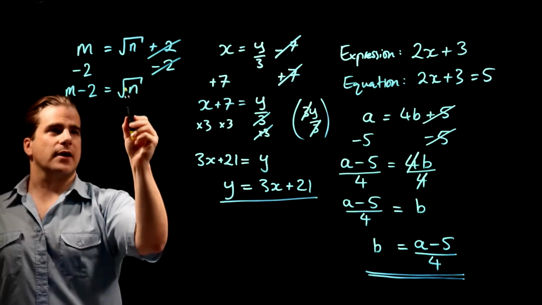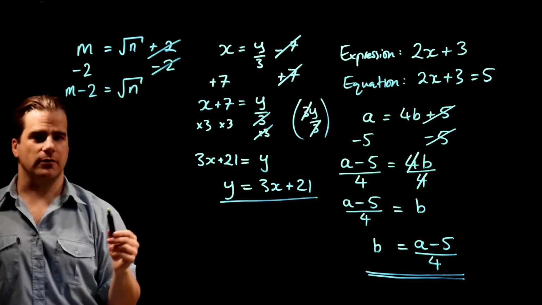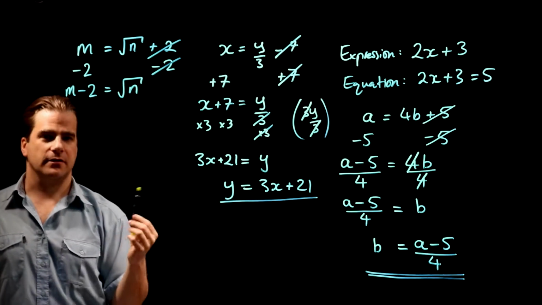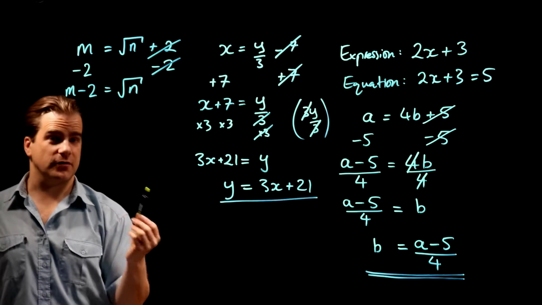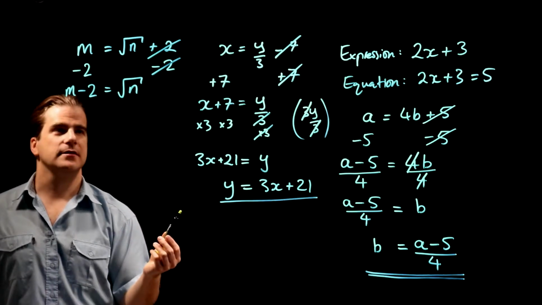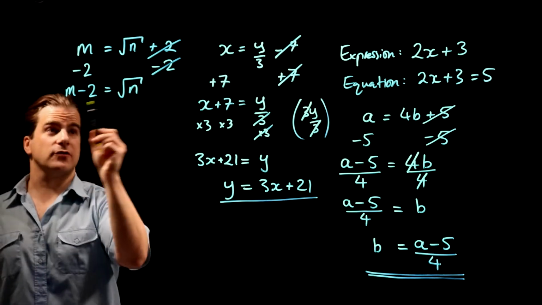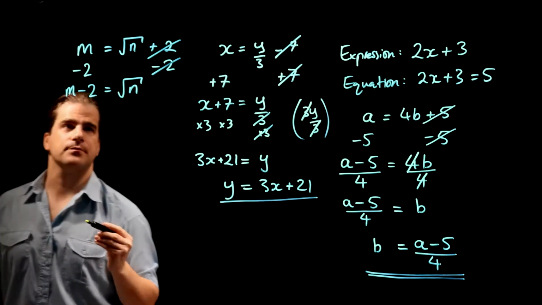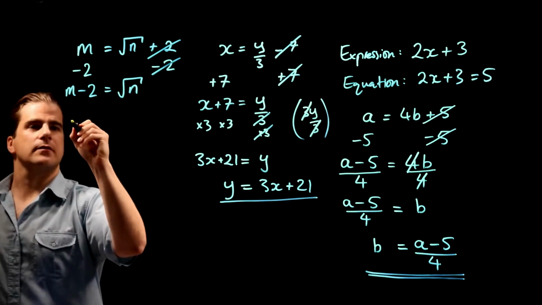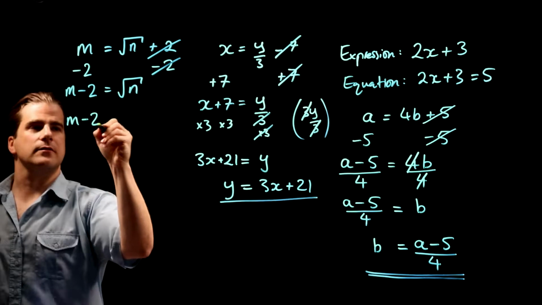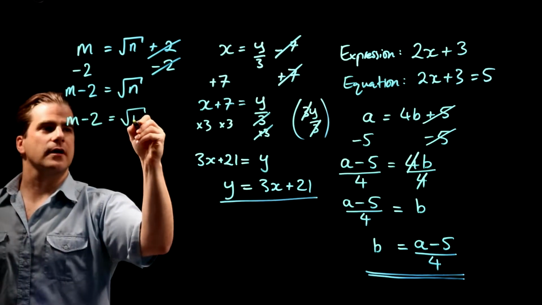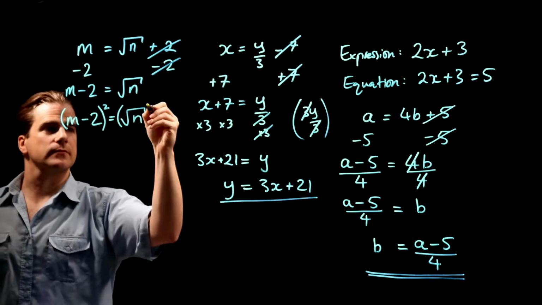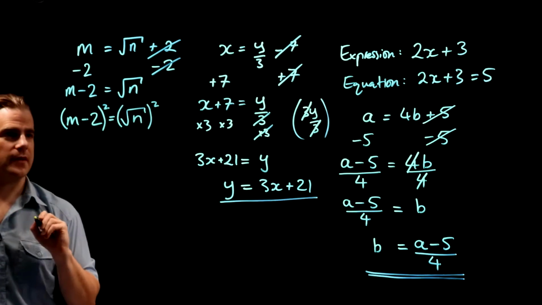Right. We want n by itself, but at the moment we've got the square root of n. So we want to do the opposite of whatever the square root is, and the opposite of square root is squaring. So to turn that into n, we're going to square both sides. I'll write it again on this line. We're squaring the whole lot, like that. That's correct.